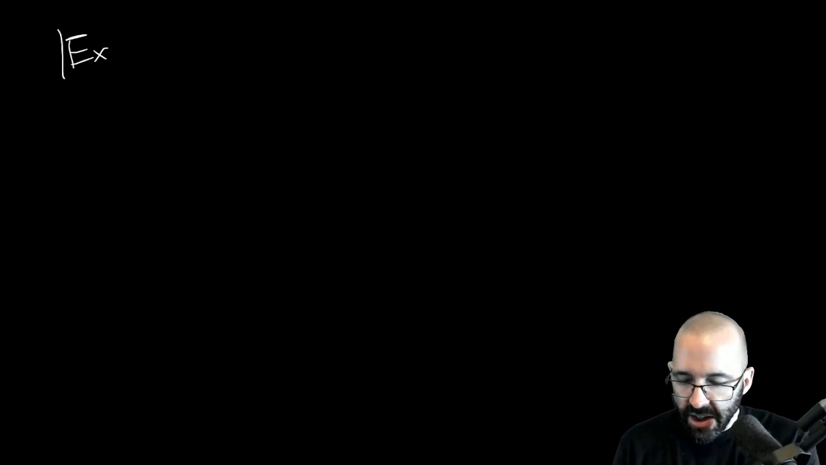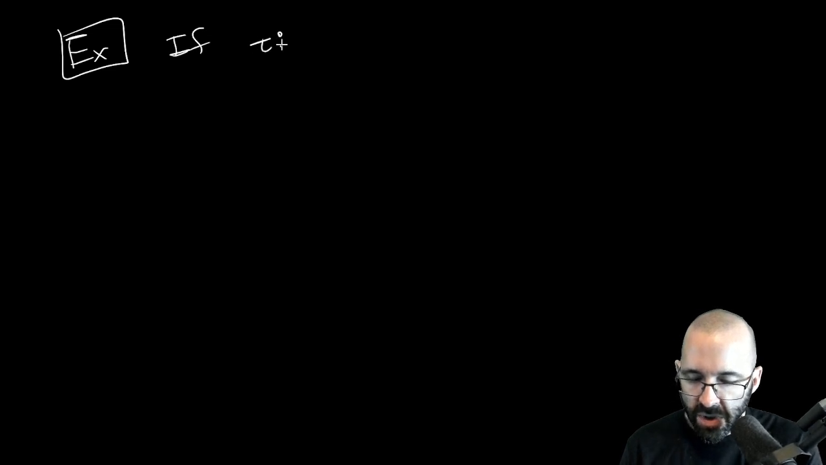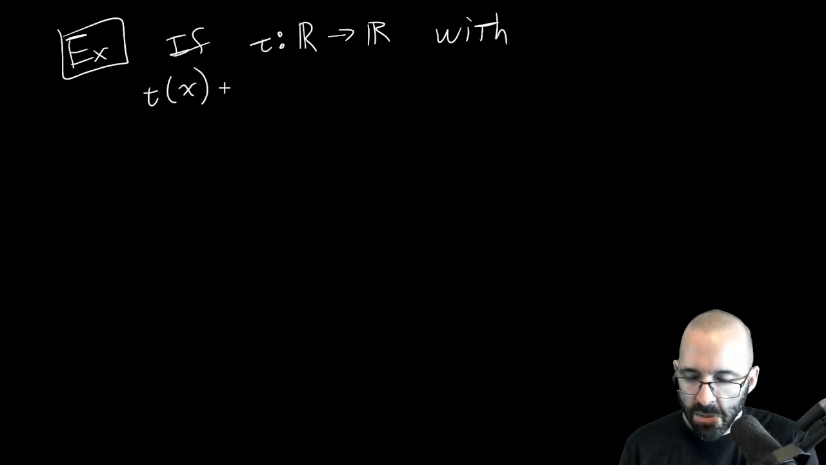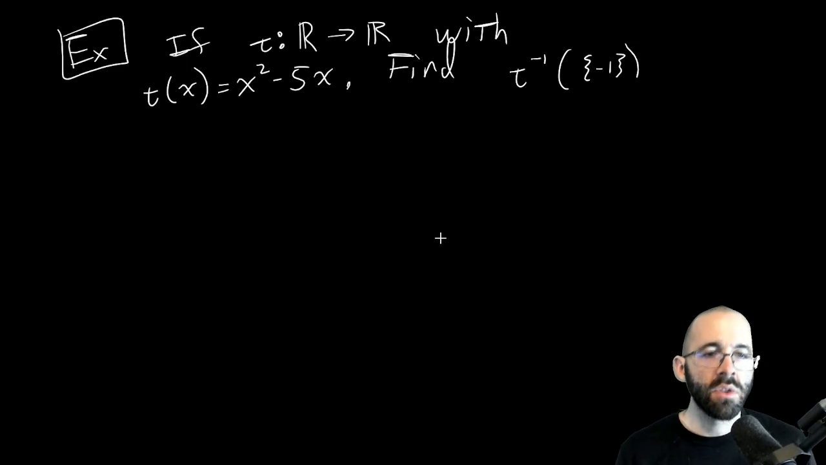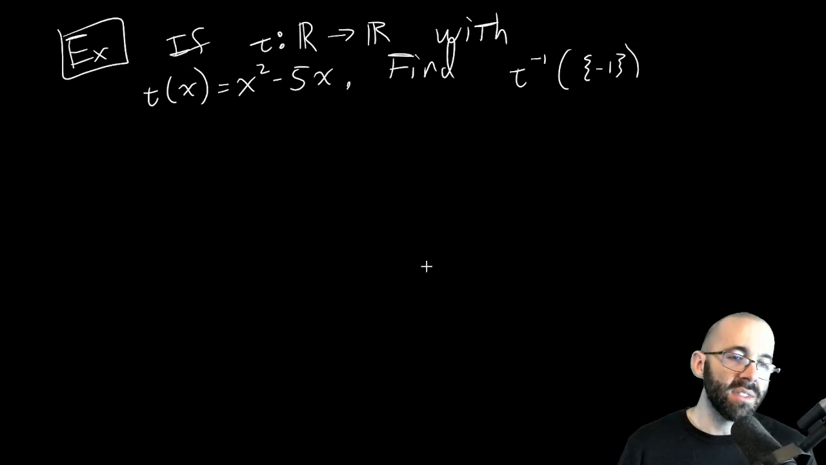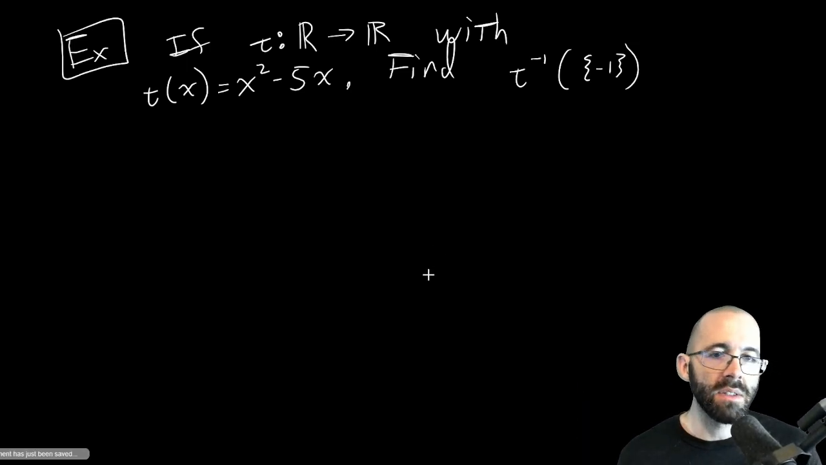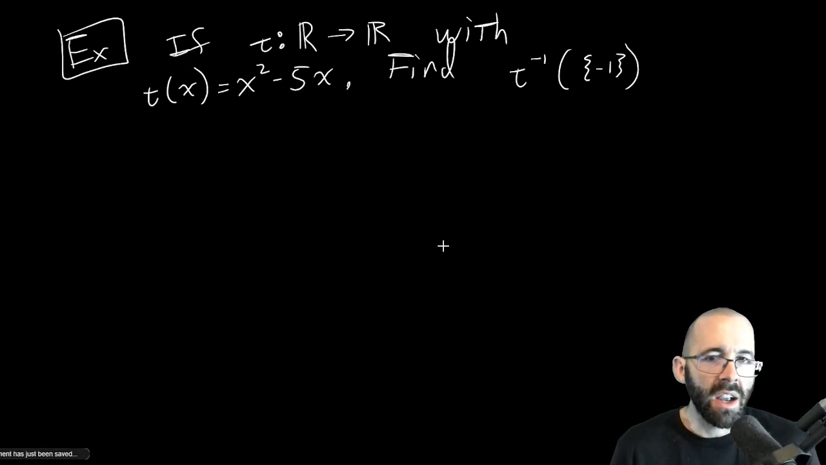So let's look at function t. Let's say little t is a real valued function. It goes from R to R, and it behaves with the rule that t of an input is that input squared minus 5 times that input. I want you to find the preimage of the set containing -1. So remember, that's going to be the set of all inputs that lead us to that set of outputs. So in other words, what are the inputs that give an output of -1?